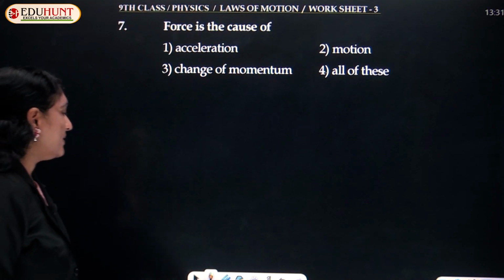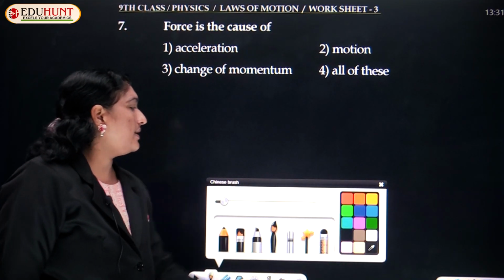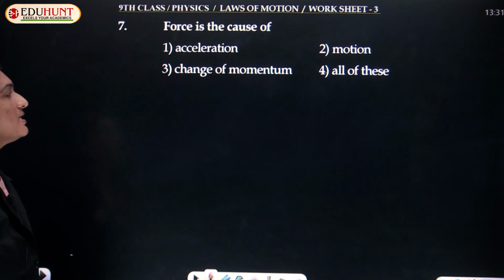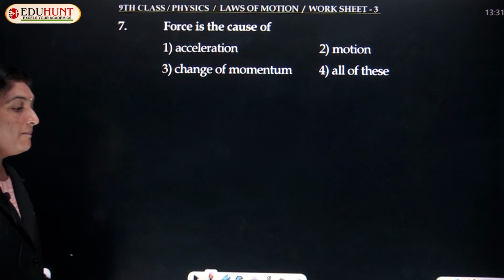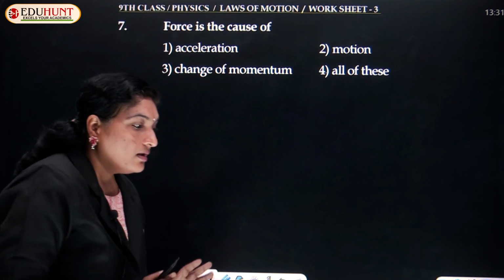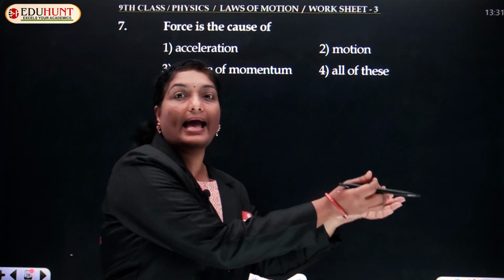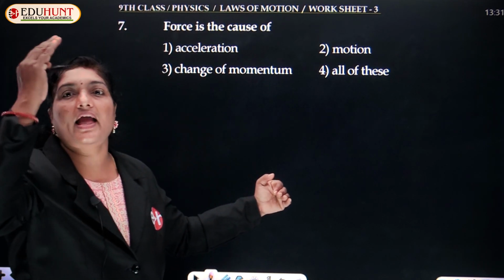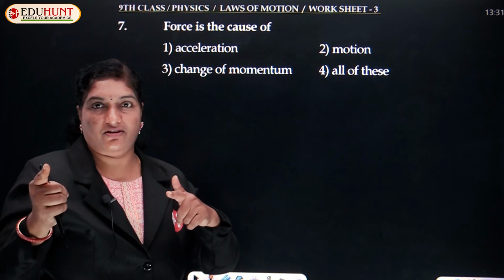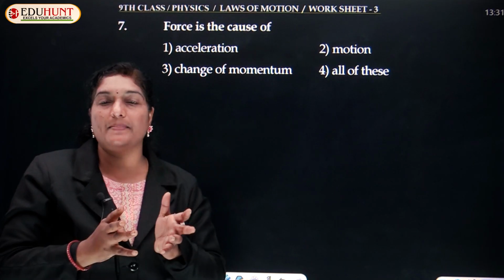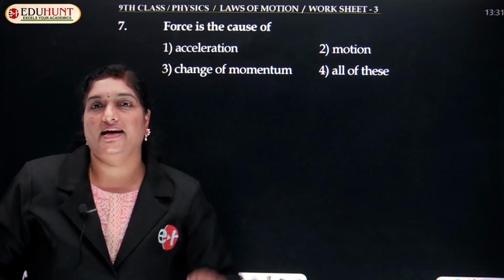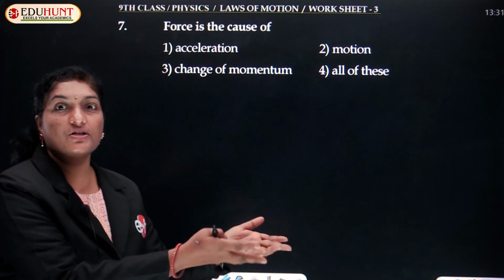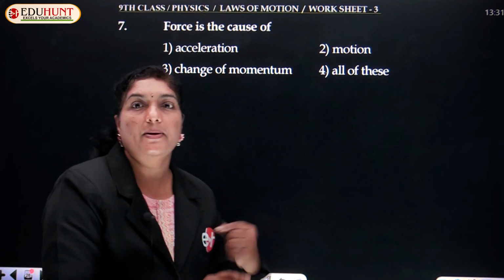Okay. So now let us also discuss the next question, that is question number 7. Force is the cause of... A slowly moving body may get accelerated because of the application of force. Force is there, the body accelerates, mass into acceleration. Some body of mass m is there, force is applied, it accelerates. F equals ma. Force is the cause of motion. The body is at rest, force is applied, the body moves.